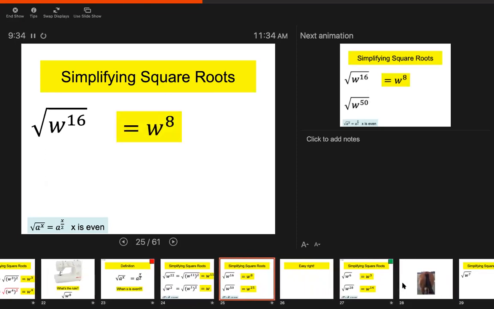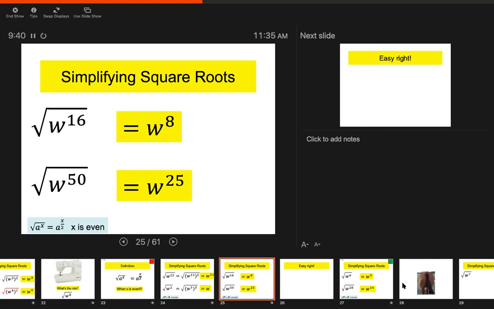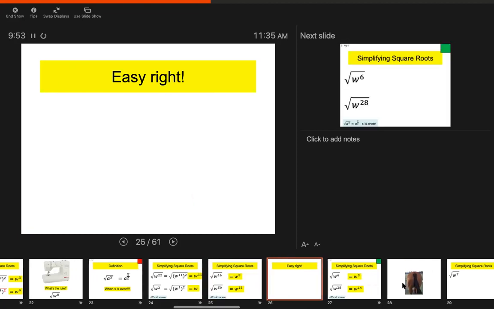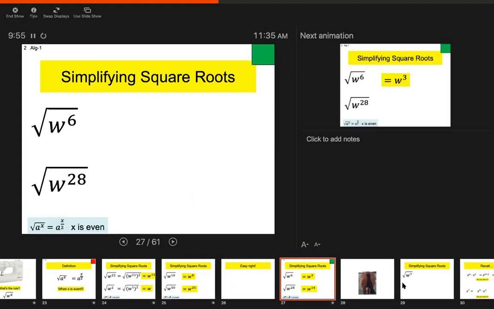Is that all we're doing today? No. I said today would be easy. W to the 50th power. W to the 25th power. Done. I'm just taking half if x is even, and x is that power. Anybody lost? Anybody have questions? Really easy. So let's do some.